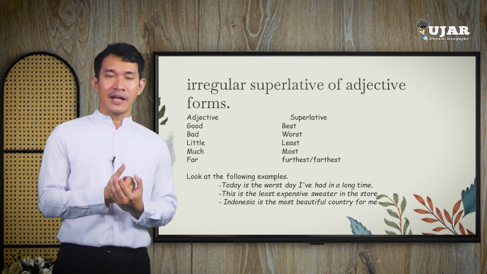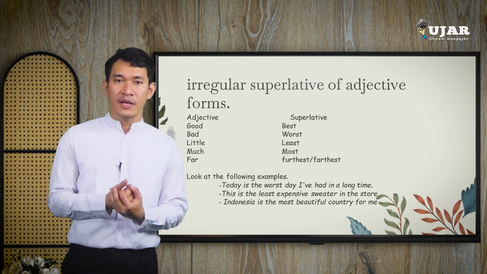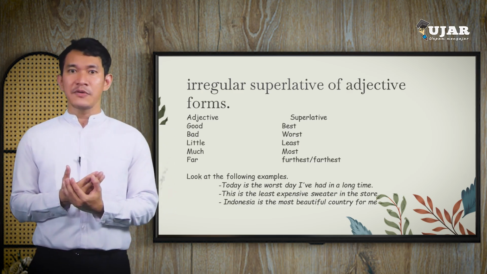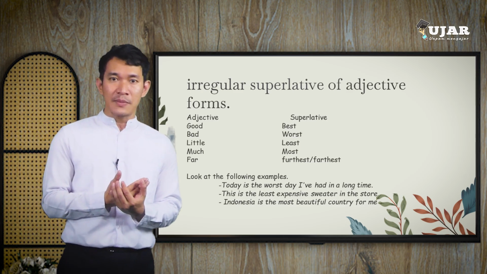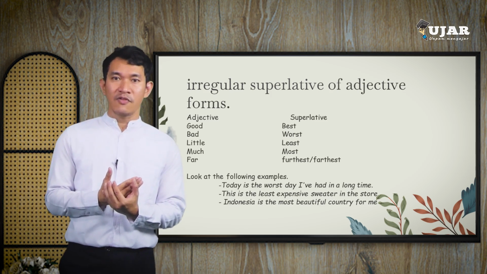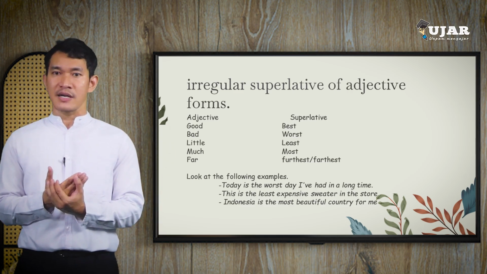Moreover, there are some irregular superlative forms of adverbs as the following. For example, bad becomes the worst, far becomes the furthest or the farthest, little becomes the least, well becomes the best. Example in a sentence: you're driving the worst of all your friends. He played the best of any player.